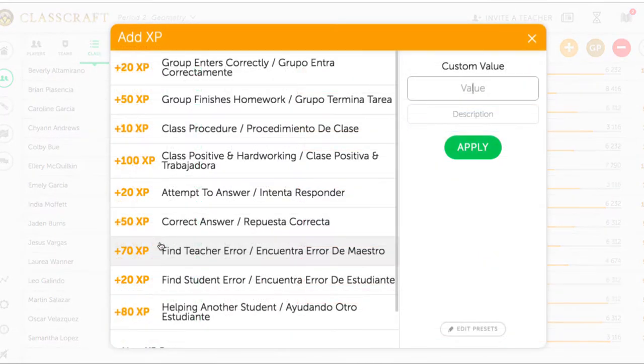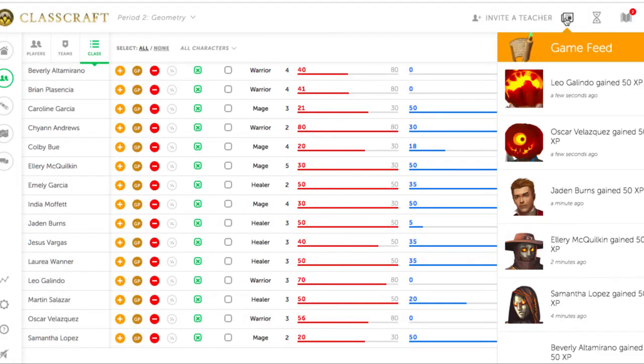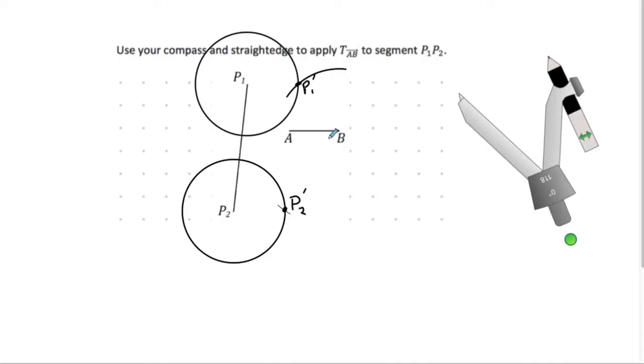Leo, there's your XP. Did I give Oscar his XP? I did, yep. My final step: I started with a line segment, so I need to end with a line segment. Right now, all I have is P1 and P2, only two points. So my final step is to get to that same pre-image in my image. So what is my final step?